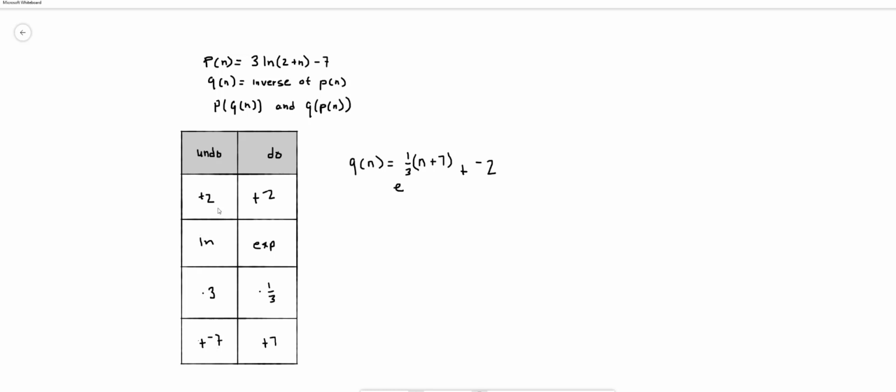Okay, now to show the results. I will try to take you through the steps as quickly as possible. All right, so first we're going to take Q of n that we have just found, and we're going to substitute it into P of n.